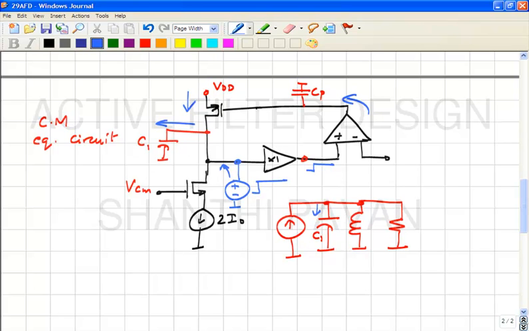If you push a step current into a capacitor, what will happen? It will ramp up. In other words, at t equal to 0, the voltage across the capacitor will remain put, or will remain at the same value as before, which means that instantaneously the current in the PMOS transistor cannot change. Correct?